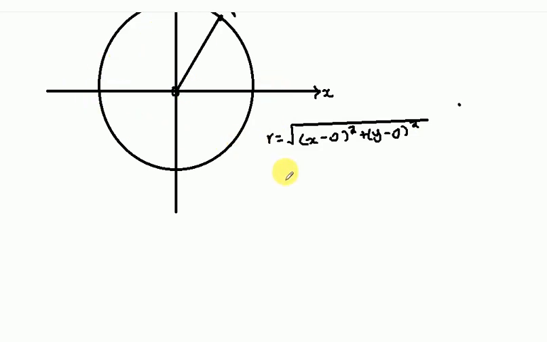This gives us the general equation of the circle which is centered at the origin, which is r squared is equal to x squared plus y squared.